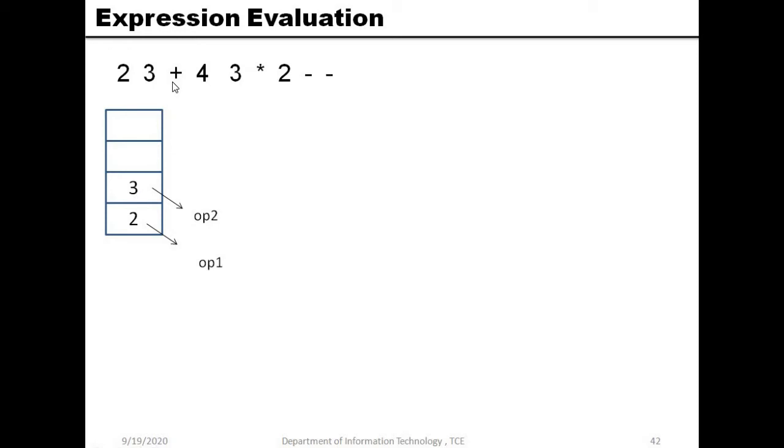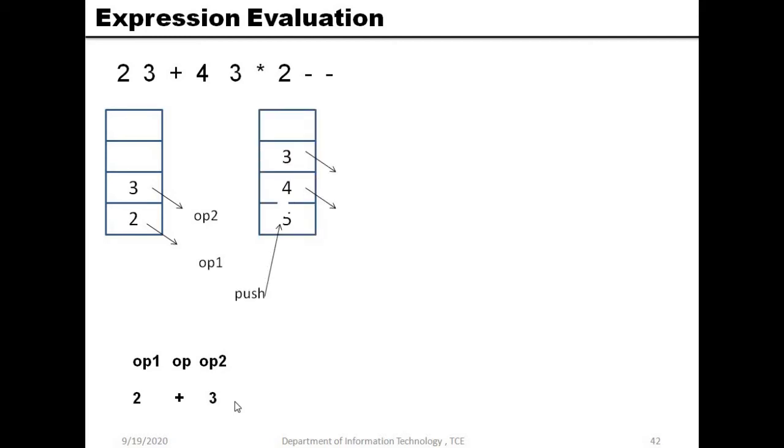Then the operator plus comes, so we need to do 2 pops. So the first pop gets stored in the variable op2. The second pop, the value gets stored in the variable op1. We have to pass this op1, op2 and the operator to a separate function where this operation actually takes place. The result is pushed into the stack. Here the result is 5 and it gets pushed into the stack.